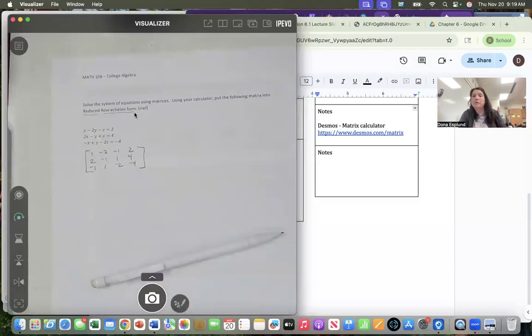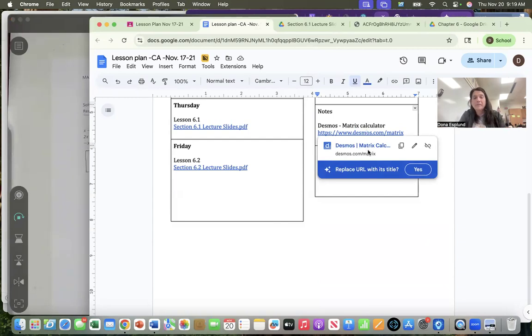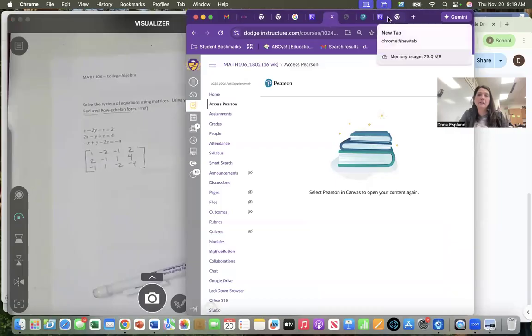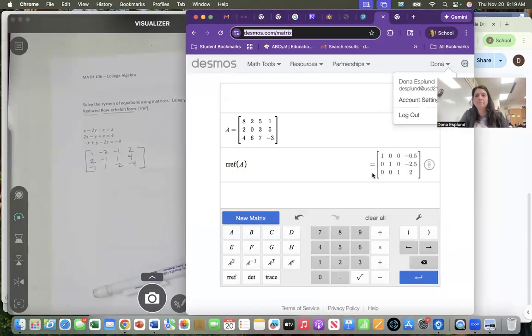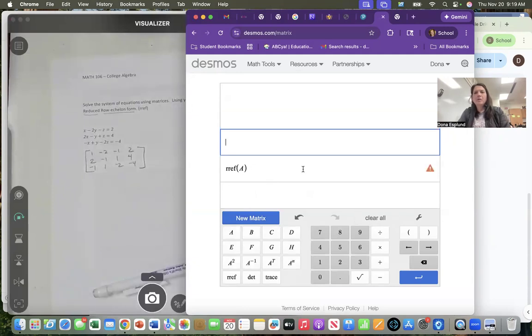Now, I went ahead and put a link to the Desmos matrix calculator, and that's the one I'm going to use, but there are several others out there that you could also use. So again, I kind of like the Desmos one. It gives me a system. I went ahead and put one in. Let me go ahead and clear it. Okay, I'm just going to type in a new one. I'll clear everything. Okay, so I'm going to clear this and then I'm going to start with a new matrix C.